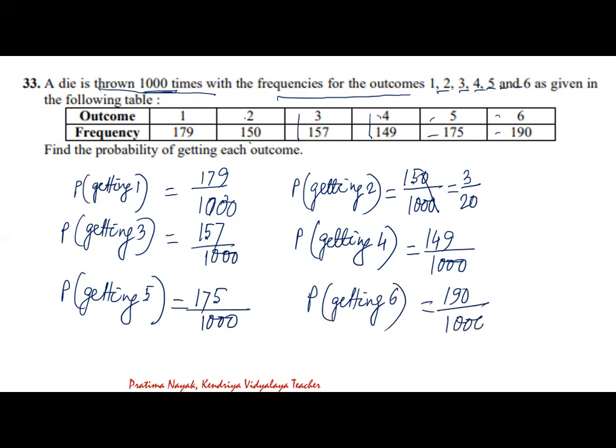It is better to write in decimals. This will be 0.179. This will be 0.157. This will be 0.175. No need of converting into fractions. 0.175, 0.190, 0.149. This will be 0.15.